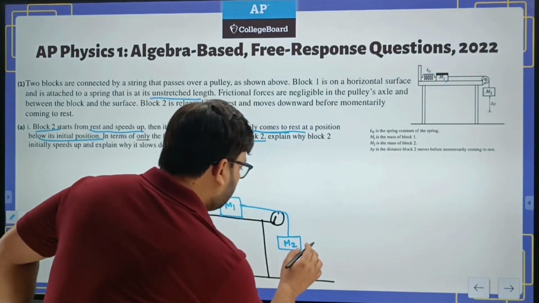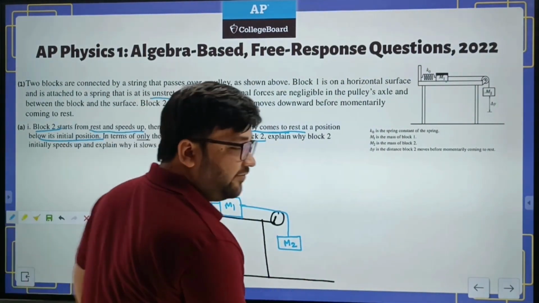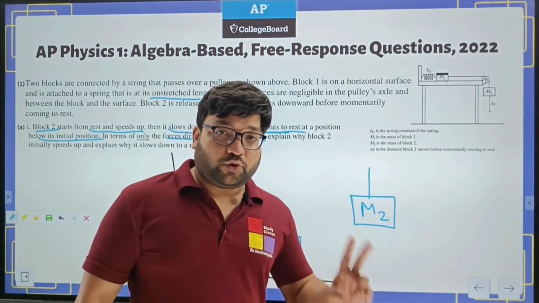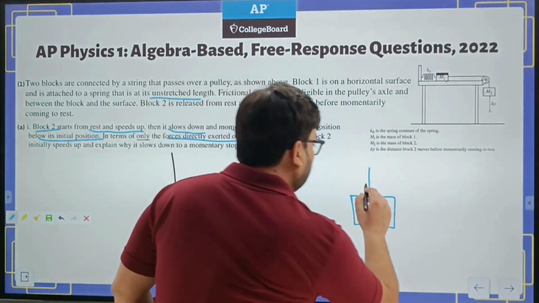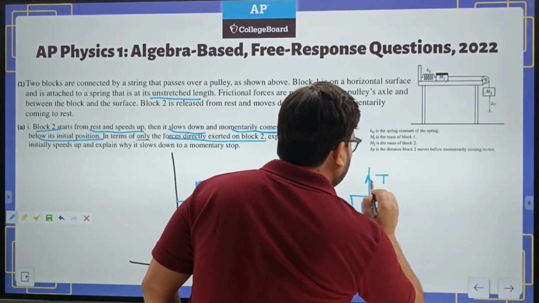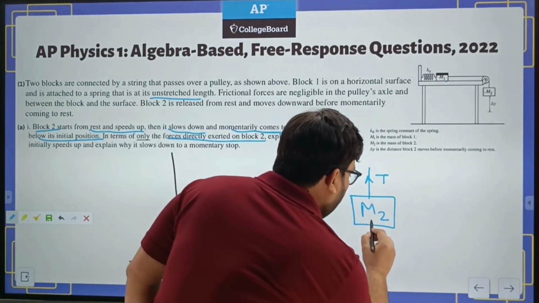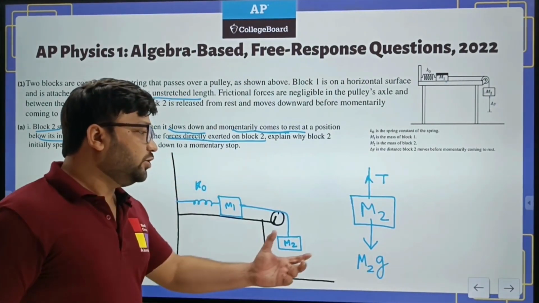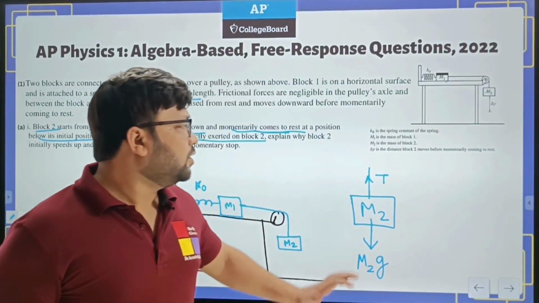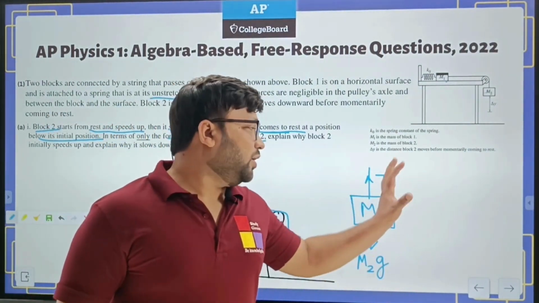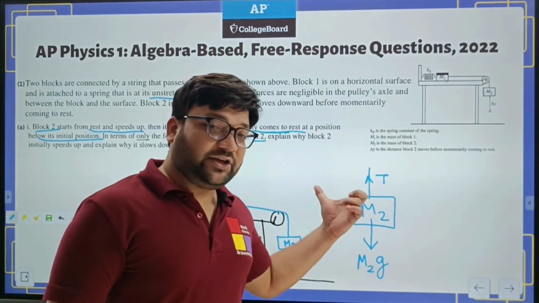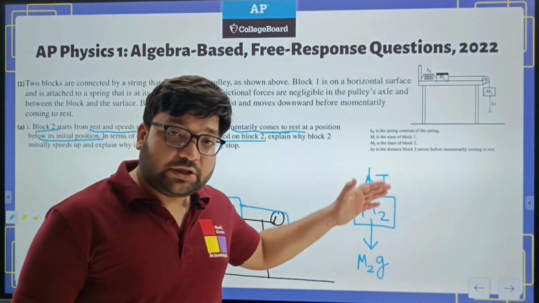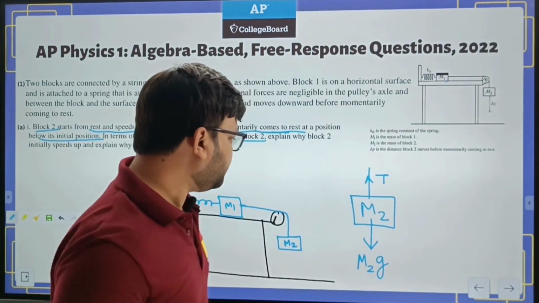If I make a free body diagram of M2 here, there are only two forces acting on M2: the tension force, T, in the upward direction, and the weight of M2, which is M2 times the acceleration due to gravity, g. So whatever motion or change of velocity will happen to M2 will be due to these two forces only, right?